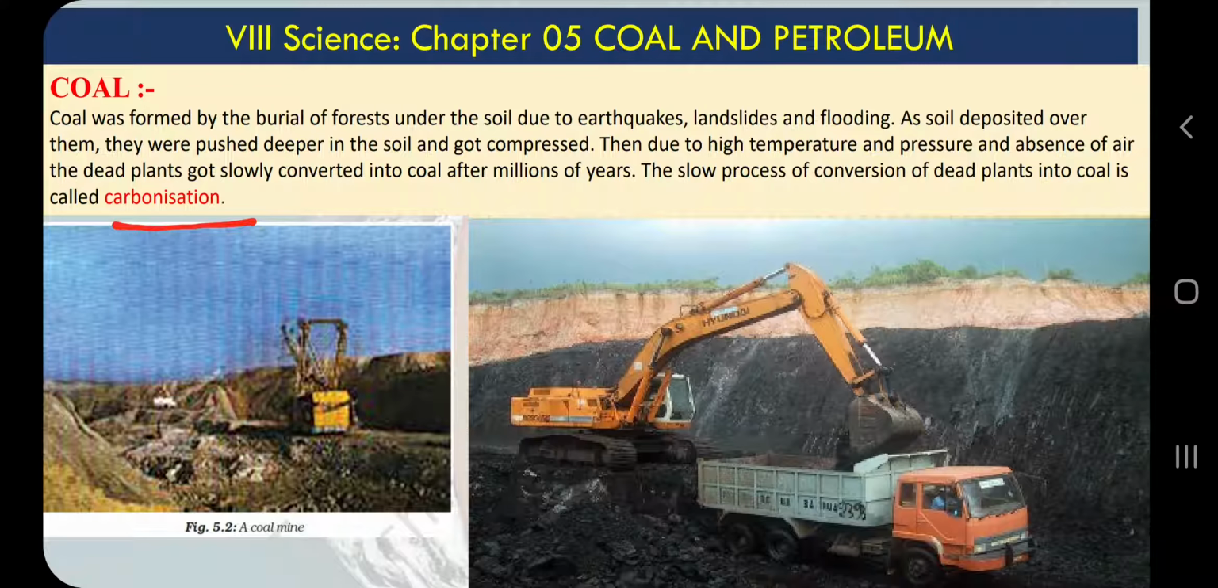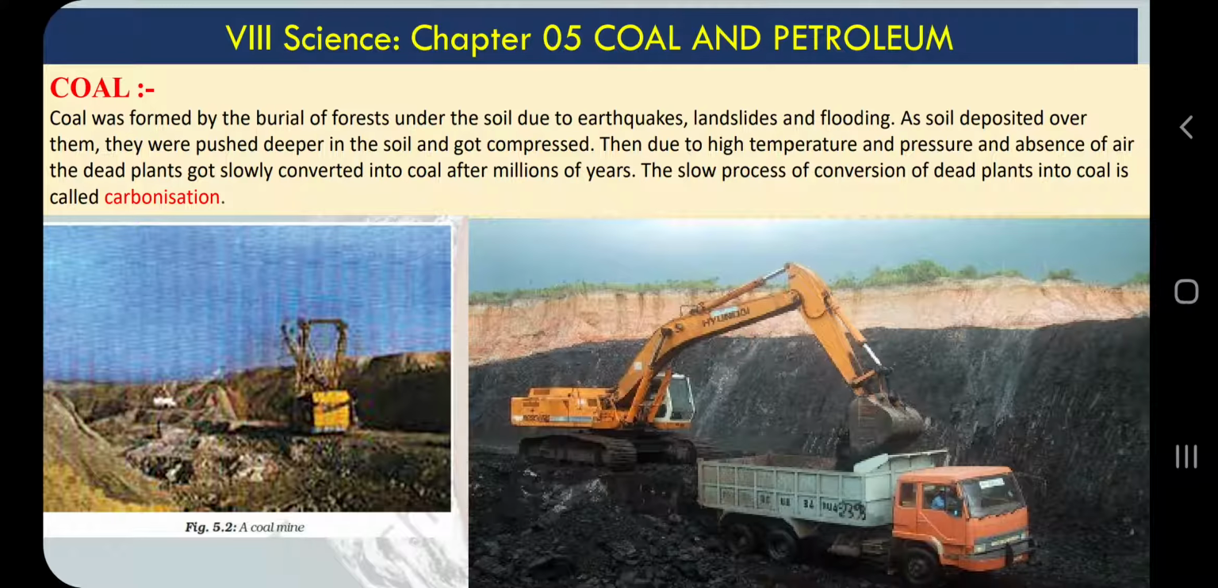I will read it for you. Coal was formed by the burial of forest under the soil due to earthquake, landslides and flooding. So because of any calamity or natural disaster, vegetation got buried in the soil, and because of that deposition, and then because of pressure and temperature, that converted to coal.